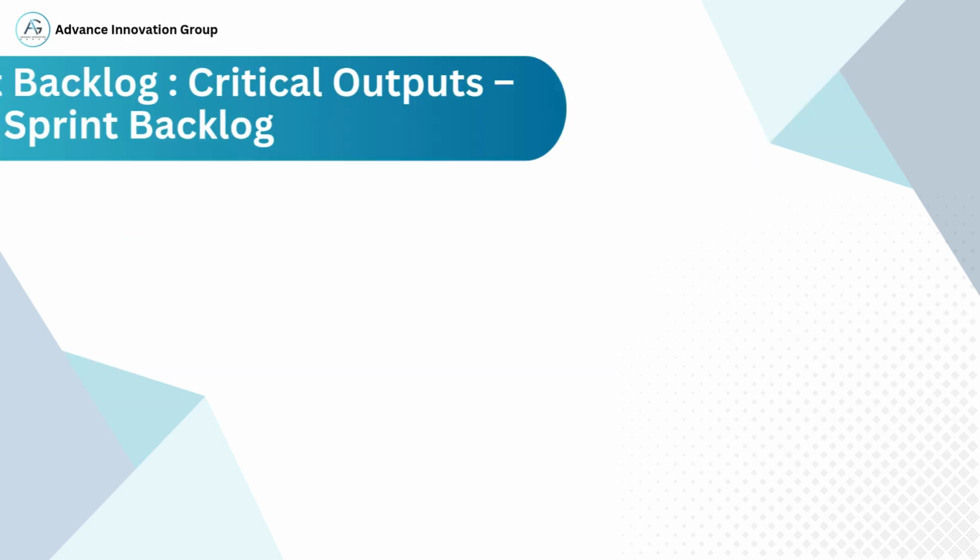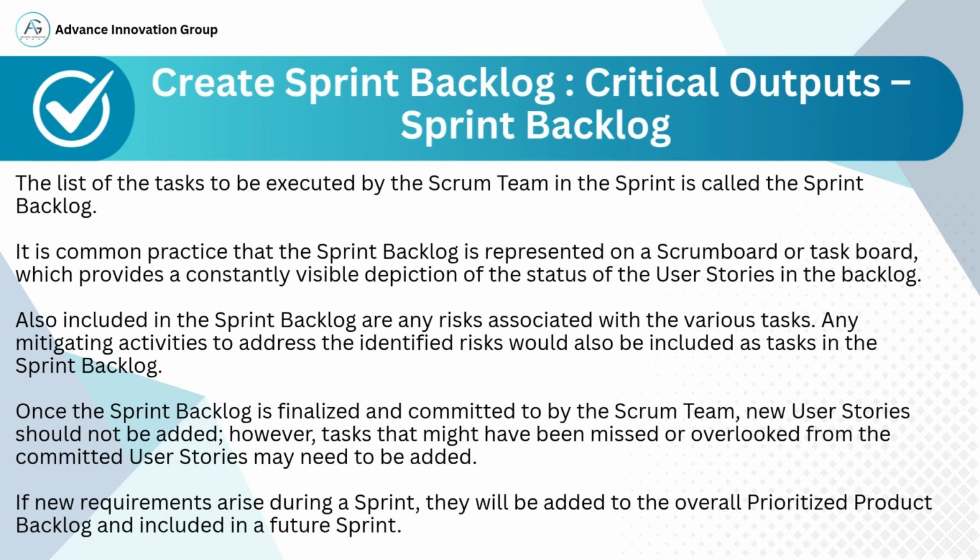In this part, we are discussing one of the most important outputs of the sprint planning process, the sprint backlog. The sprint backlog is essentially the complete list of tasks the Scrum team has agreed to work on during the sprint. These tasks originate from the committed user stories and are selected based on the team's capacity, skill set, and estimation of effort. Typically, the sprint backlog is visualized using a Scrum board or a task board. This visual representation allows both the Scrum team and stakeholders to constantly track the status and progress of work items throughout the sprint.